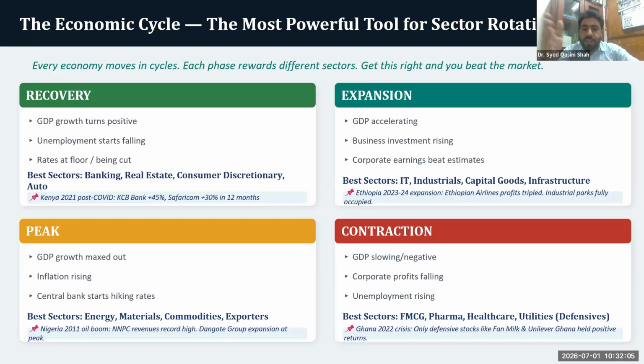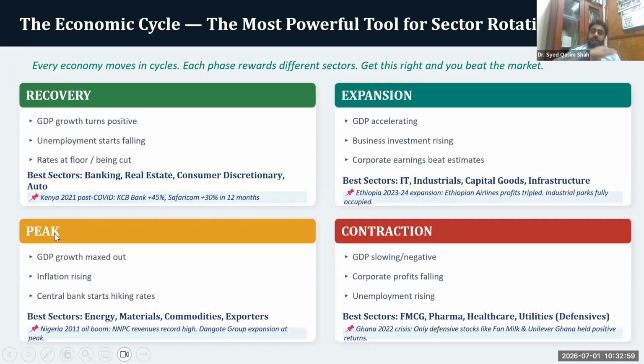Let's take the example of Ethiopia, in the phase of 2023 and 2024, which is considered an expansion stage where the GDP accelerated over the period of time. We found that within this time period, the Ethiopian Airlines profits basically tripled. This is how the IT, capital goods, or industrial goods sectors performed exceptionally well. If you invested in the stock markets of these economies, you would get maximum profit. Similarly, industrial parks were fully occupied. So in expansion, we need to invest in IT industry, capital, and infrastructure sectors.